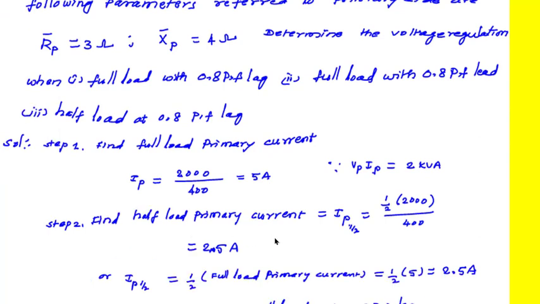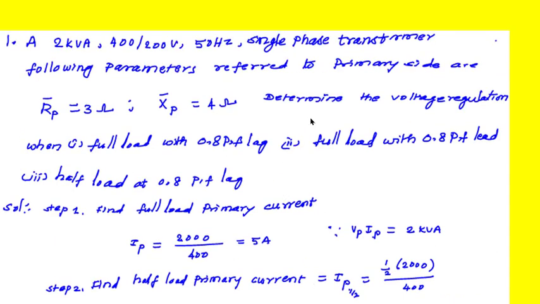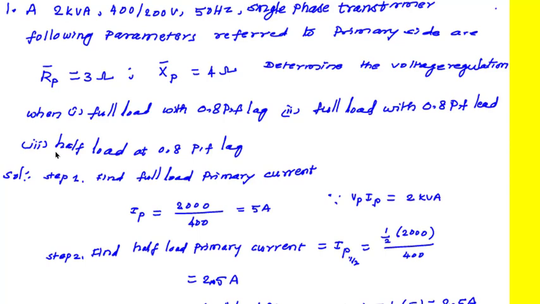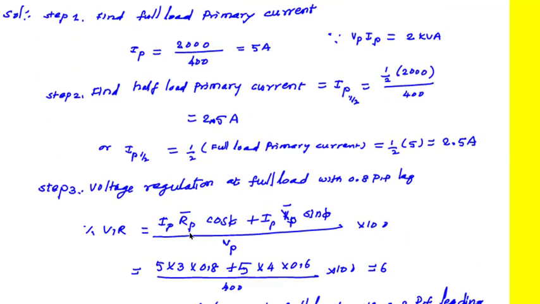Next, second step, find the half full load primary current. There are two ways to get this. One way is to take the kVA rating at half full load, that is 1 by 2 into 2000 VA, divided by the primary winding rated voltage of 400 volts, which gives 2.5 amperes. Another way: the half full load current is half of the full load primary current. The full load primary current we calculated is 5 amperes, so 1 by 2 into 5 gives 2.5 amperes. Once these two currents are ready, we can go on to solve the problem, using them in the formulas.